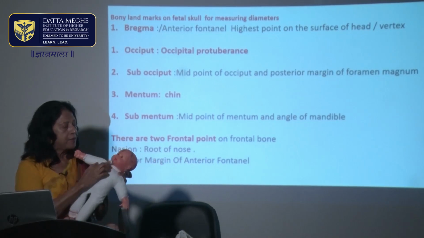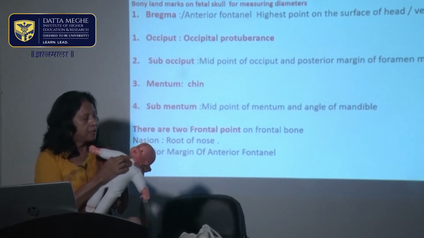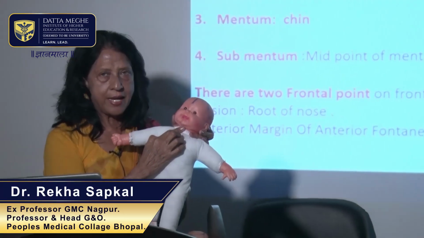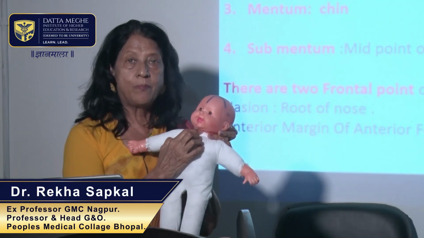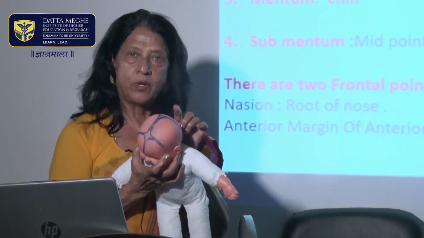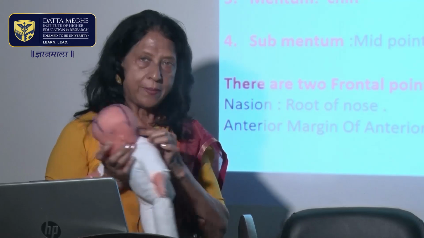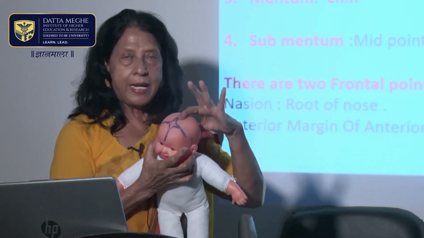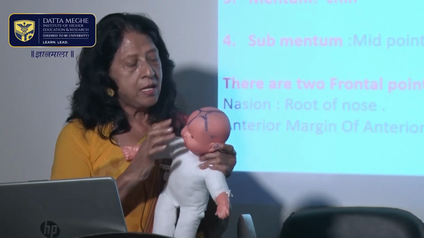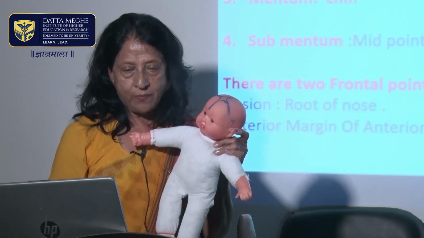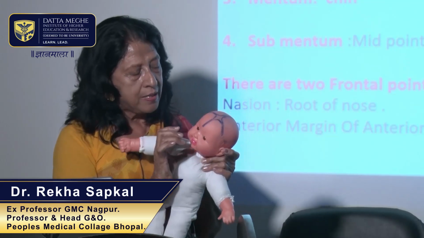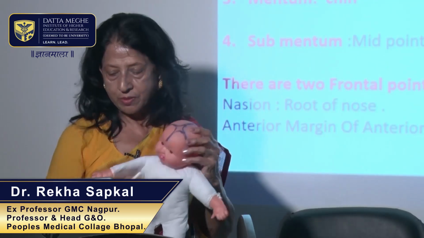Then submentum, this is the chin and this is the angle of the mandible. So, midpoint of the chin and the angle of mandible or anterior surface of the neck comes the submentum. So, what are the points we have learned? Submentum, midpoint of the chin and angle of mandible, subocciput, midpoint of the occiput and the foramen magnum, posterior margin, and bregma. Okay. Frontal point is the frontal bone, but frontal point is different for different diameters. So, just understand bregma is the highest point of vertex, submentum and subocciput. Okay.